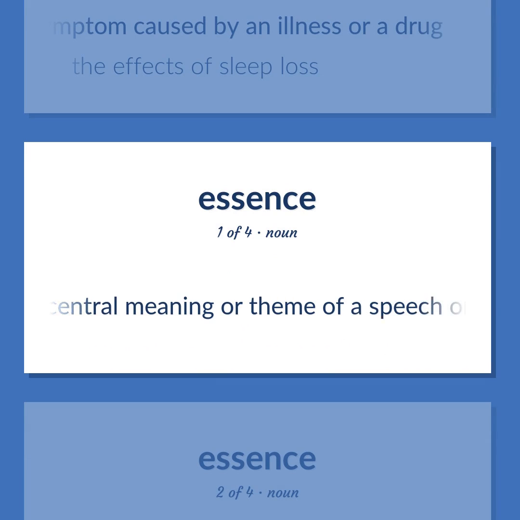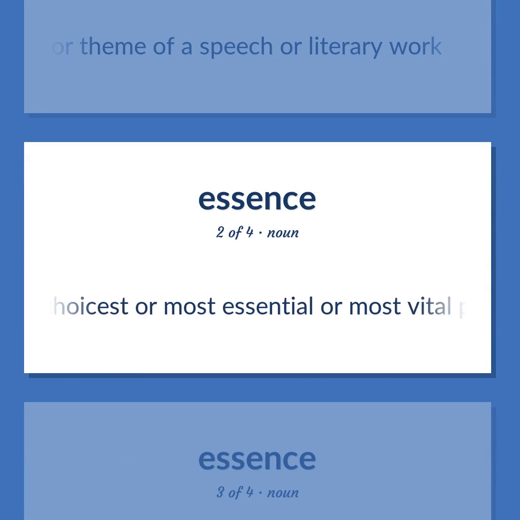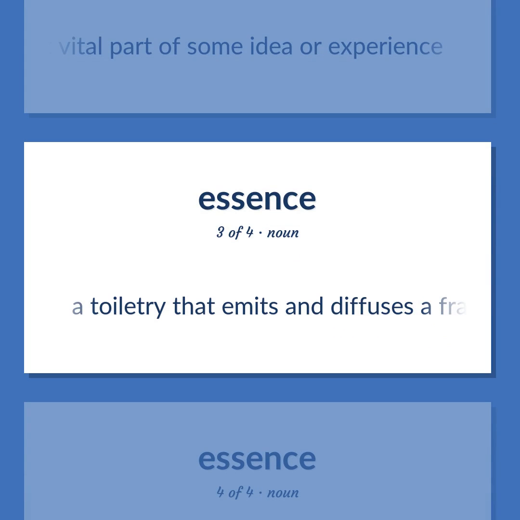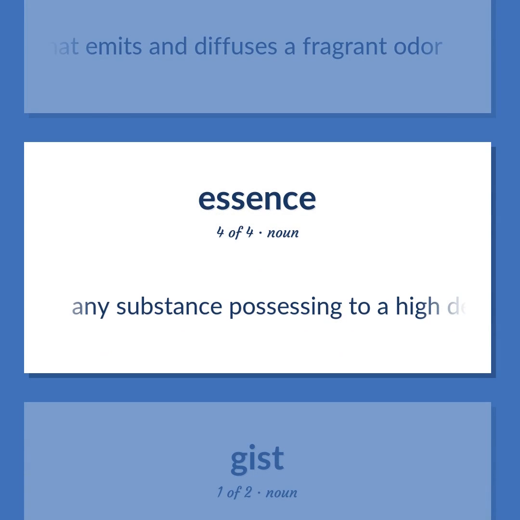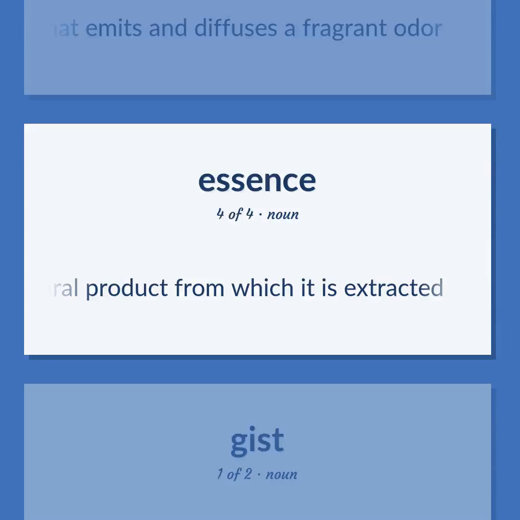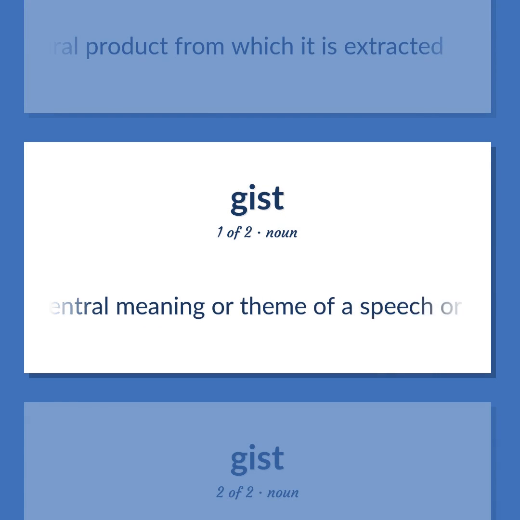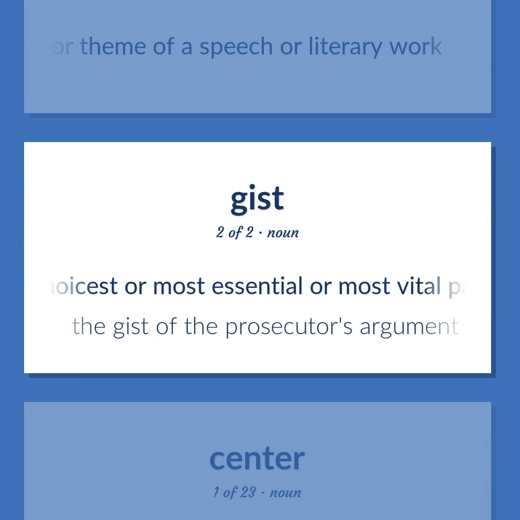The central meaning or theme of a speech or literary work. The choicest or most essential or most vital part of some idea or experience. A toiletry that emits and diffuses a fragrant odor. Any substance possessing to a high degree the predominant properties of a plant or drug or other natural product from which it is extracted. The central meaning or theme of a speech or literary work. The choicest or most essential or most vital part of some idea or experience. The gist of the prosecutor's argument.